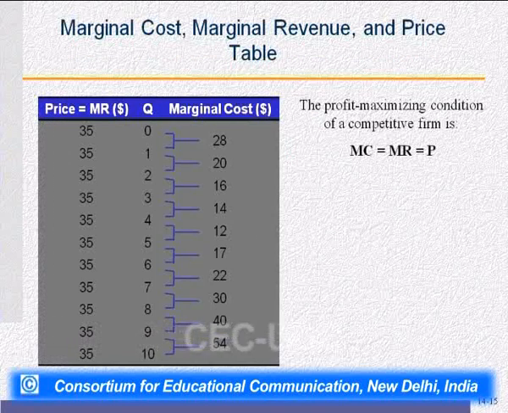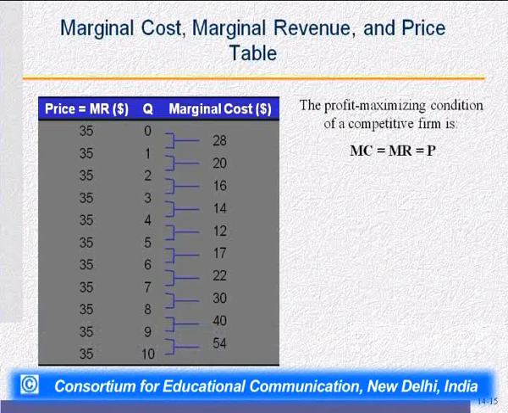Now, marginal cost, marginal revenue and price. We have already discussed the features of marginal cost, marginal revenue and price under the chapter of utility analysis. At a glance, price is equal to MR, which you have seen in the earlier slide, and marginal cost. So what is the profit maximizing condition of a competitive firm? MC is equal to MR is equal to P, which we discussed.